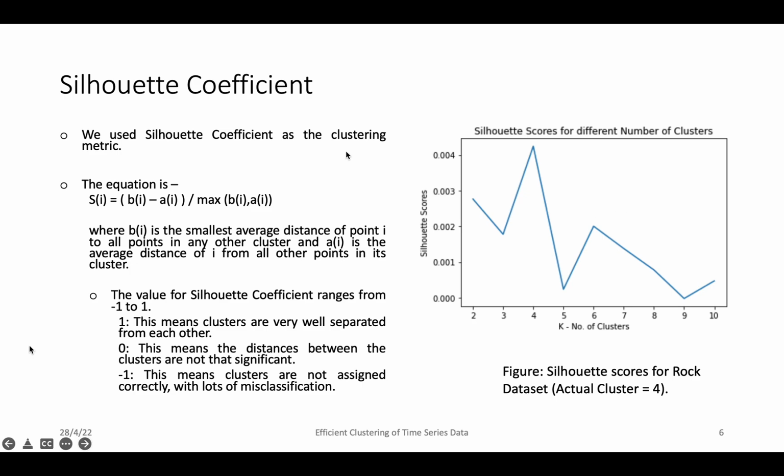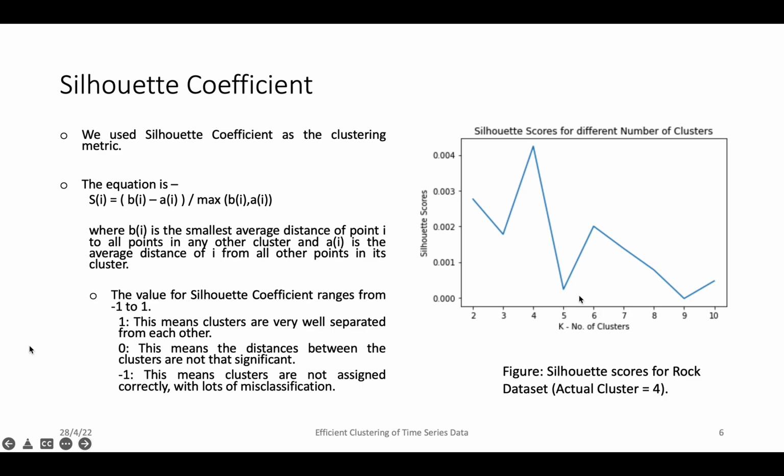For our clustering metric, we are using the silhouette coefficient. In the equation here, S is the silhouette score that we are calculating. B means the average distance from one time series to all of the time series that belong to different clusters, and A means the average distance from one time series to all the time series that belong to the same cluster, and then the difference is divided by the max of those two. The output can be between -1 and 1. 1 means very good, -1 means very bad.